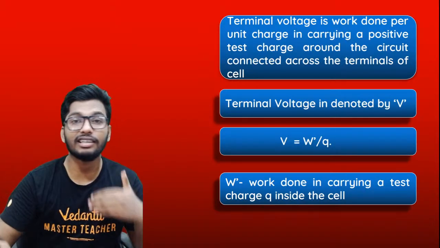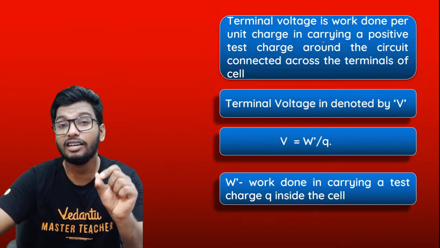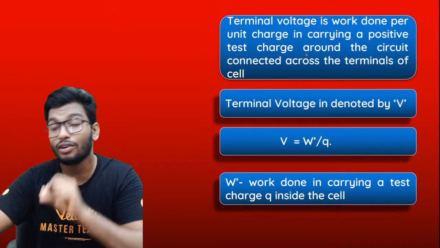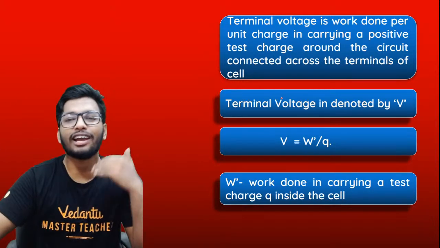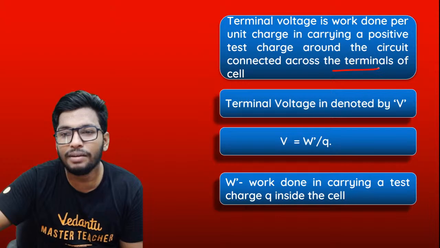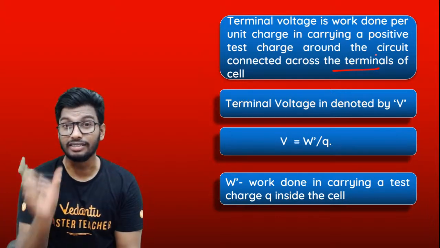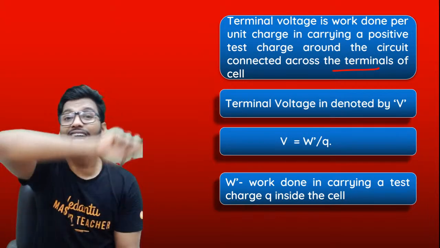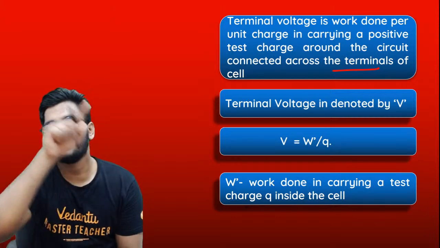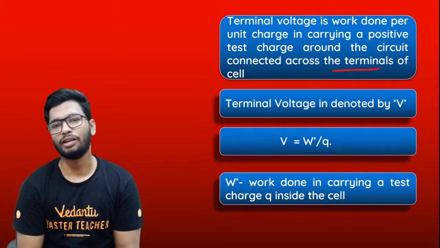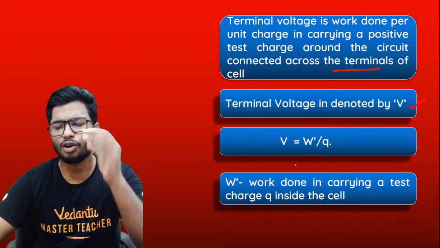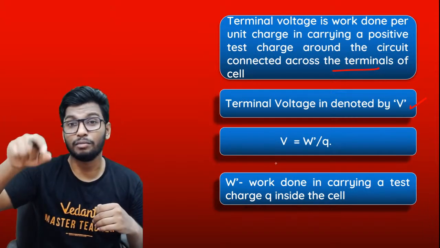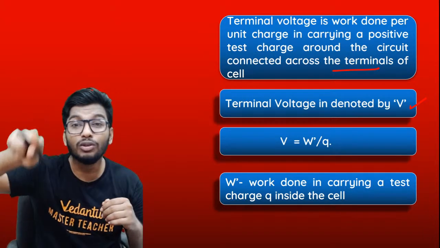If you have to define it, guys, terminal voltage is nothing but the work done per unit charge in carrying a positive test charge. The first part is pretty much the same; the only difference is that it is across the terminals of the cell, that is, outside the cell. How much potential difference am I getting there? That is what is called terminal voltage, denoted by the capital letter V. Again, the formula is V = W'/Q, that is the work done to move a unit positive charge outside the cell.